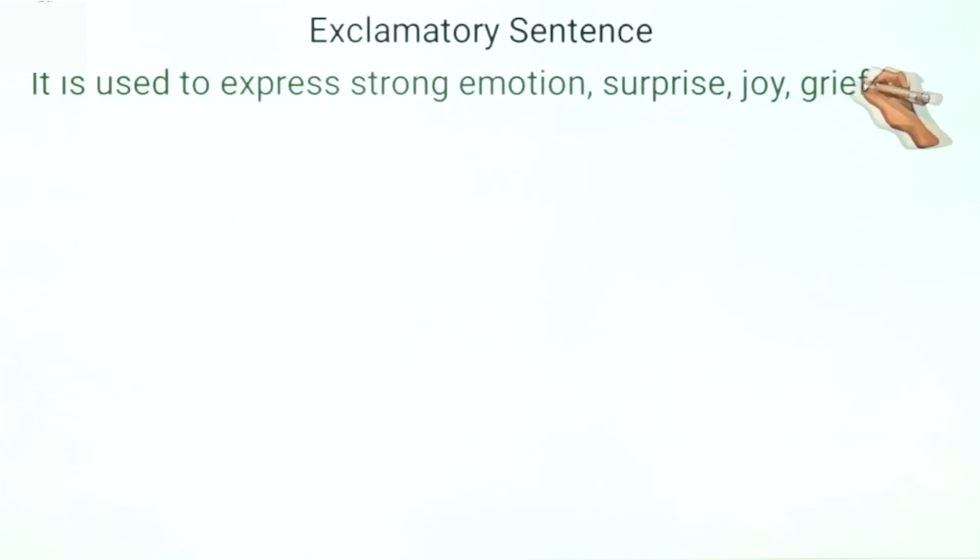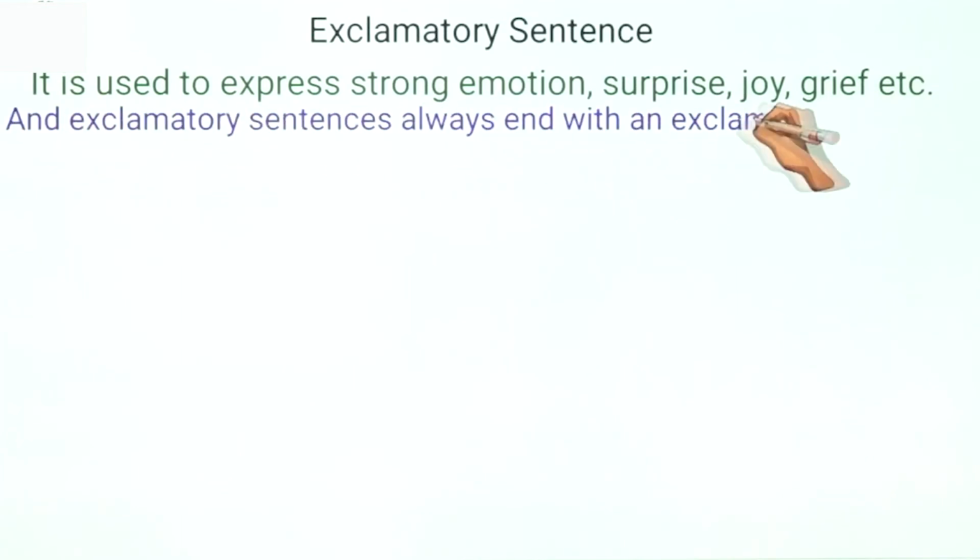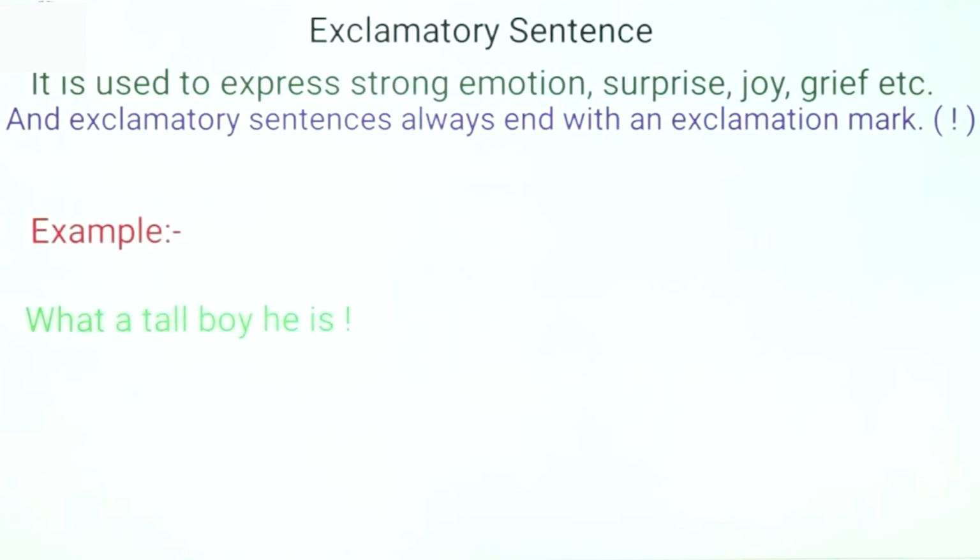Now the last one we have is the exclamatory sentence. It is used to express strong emotion, surprise, joy, grief, etc. It can be any emotion that is sudden, and exclamatory sentences always end with an exclamation mark. Here are the examples. What a tall boy he is! So here the sentence is ending with an exclamation mark. That's why it is an exclamatory sentence.